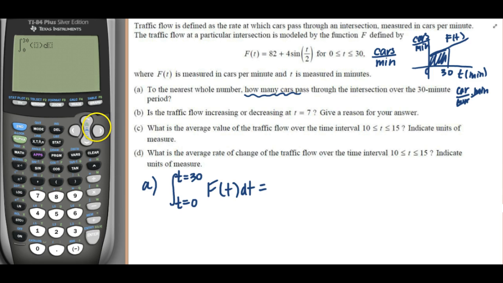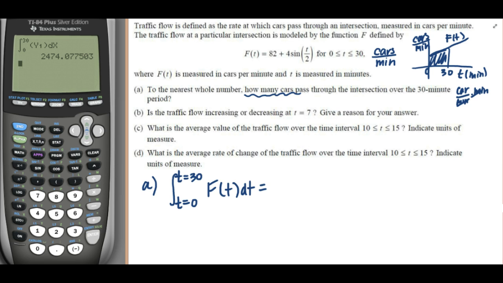And to avoid entering that function over and over again, we stored it as y1. So we go to vars, go right 1 to yvars. We can hit 1 or enter for function, and then enter again for y1. Then we fill in the variable in our differential as an x, and hit enter. So the numerical answer is 2,474, and it says to the nearest whole number. If this was not here, we would definitely go to the thousandths place, but because it says to the nearest whole number, our answer is 2,474 cars.